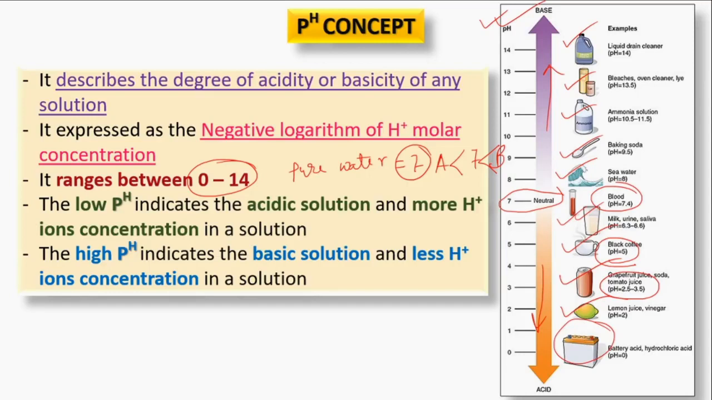So a low pH indicates an acidic property and a higher hydrogen ion concentration, while a high pH indicates basic solutions and a lower hydrogen ion concentration. We will see the relationship between pH and the H plus concentration in our next slides. So let's see.